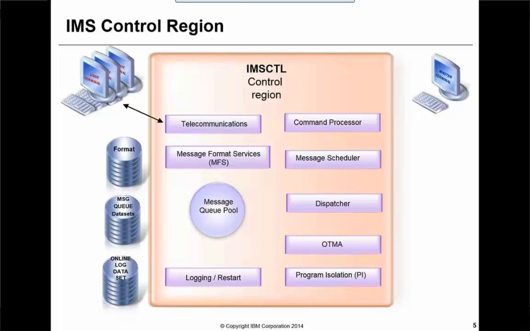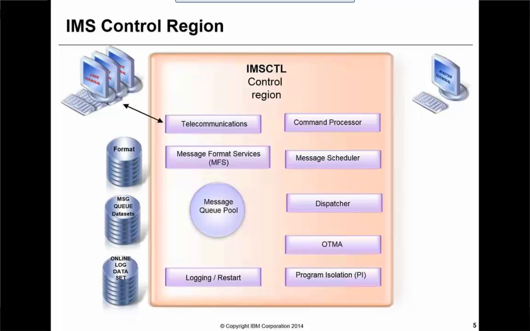Another way to send transactions coming into IMS is through OTMA. The telecommunications component that I talked about earlier dealt with VTAM devices. Well, we all know that VTAM is an IBM proprietary network protocol. Nowadays, almost everybody uses TCP/IP. So how do we get messages coming into IMS? How do we get transactions coming into IMS through TCP/IP? Well, we do that through OTMA.